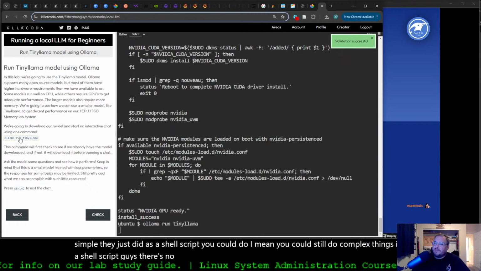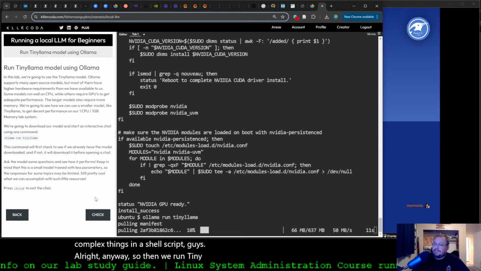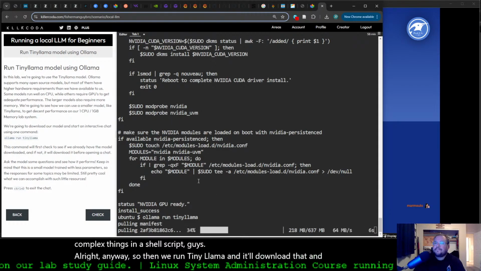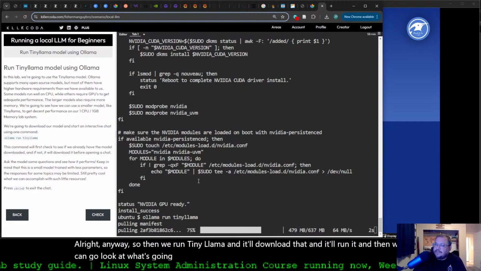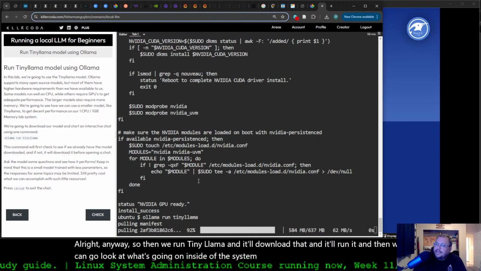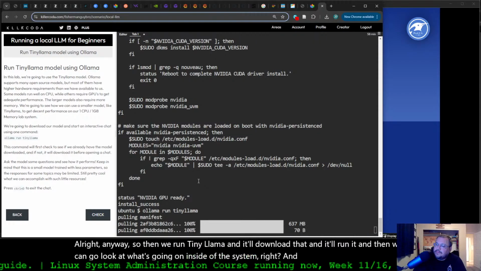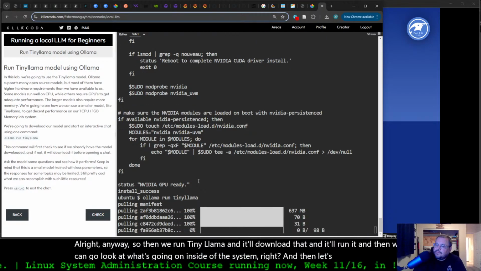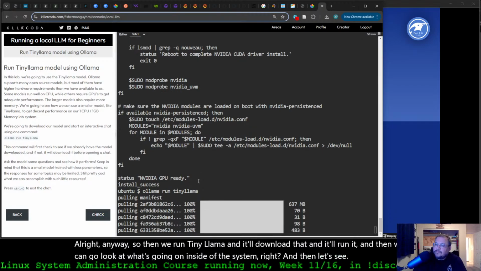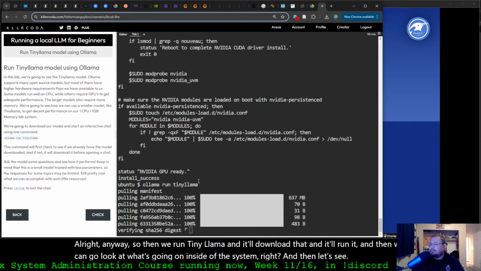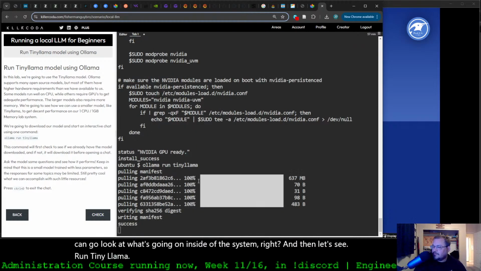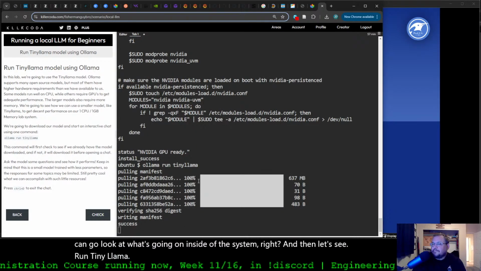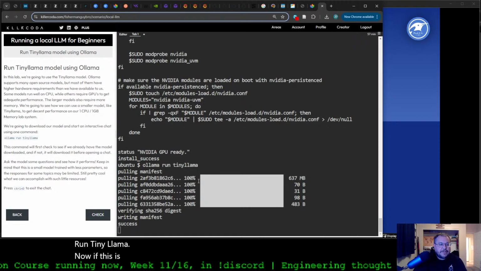All right, anyway, so then we run Tiny Llama, and it'll download that and run it. And then we can go look at what's going on inside of the system, right? Let's see. Run Tiny Llama. Now, if this is running, we should see all of this stuff going.